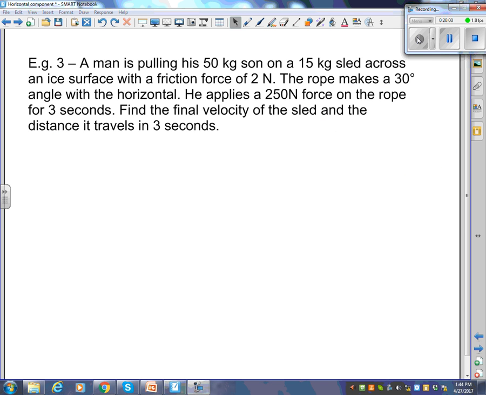Alrighty, a man is pulling his 50-kilogram student. That's a big kid. On a 15-kilogram sled across an ice surface with a friction force of 2 newtons, the rope makes a 30-degree angle with the horizontal, and he applies a 250 newton force on the rope for 3 seconds. Find the final velocity of the sled and the distance it travels in 3 seconds.